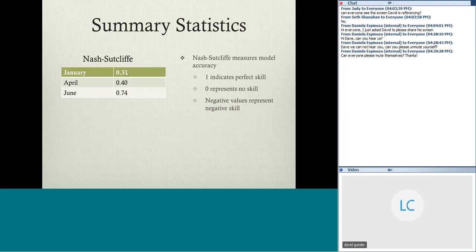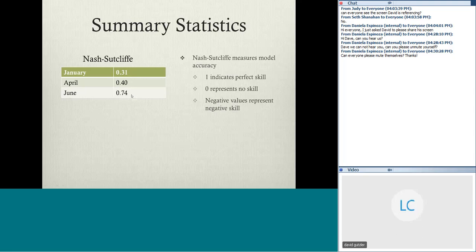So in January, there's a Nash-Sutcliffe, which is a measure of model accuracy. And the Nash-Sutcliffe index varies from negative 1 to plus 1. A value of 1 indicates perfect skill in predicting something. A value of 0 represents no skill. And you can see in January, the Nash-Sutcliffe for this group of years is about 0.31. So 0.31 indicates very moderate skill in predicting water supply for the year. Nash-Sutcliffe improves to 0.4 by April 1st, and then when we get to June, it's 0.74.